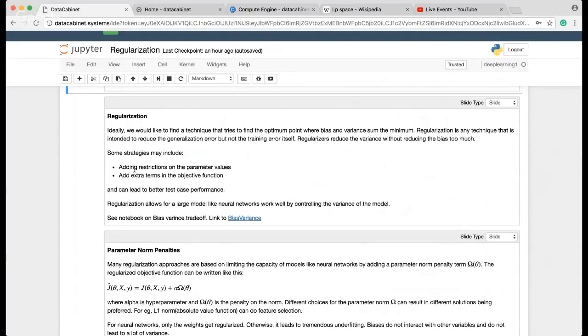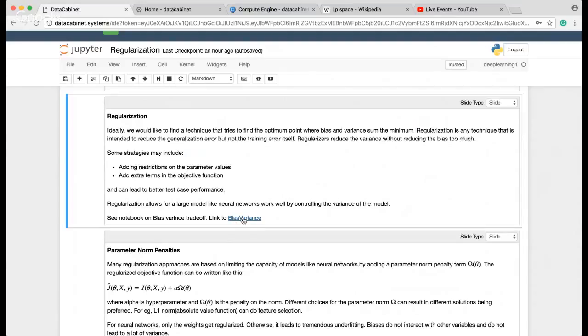One way could be to put restrictions on parameter values, so that they should be less than a given value, or in the objective function, instead of the mean square error objective function, we can add a penalty to it, if that reduces the variance of the classifier that we produce. Using these, we can get better test performance. Also, using this, you can take a very high capacity model like a neural network, control its variance, and get a good neural network.